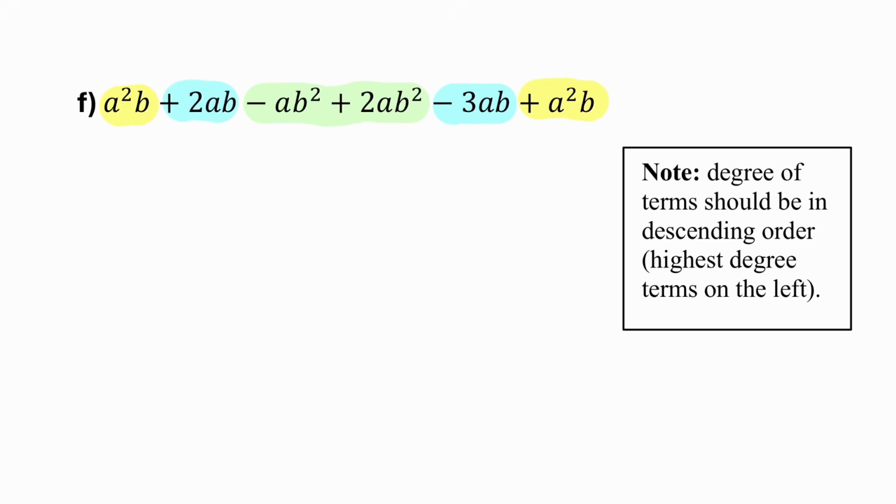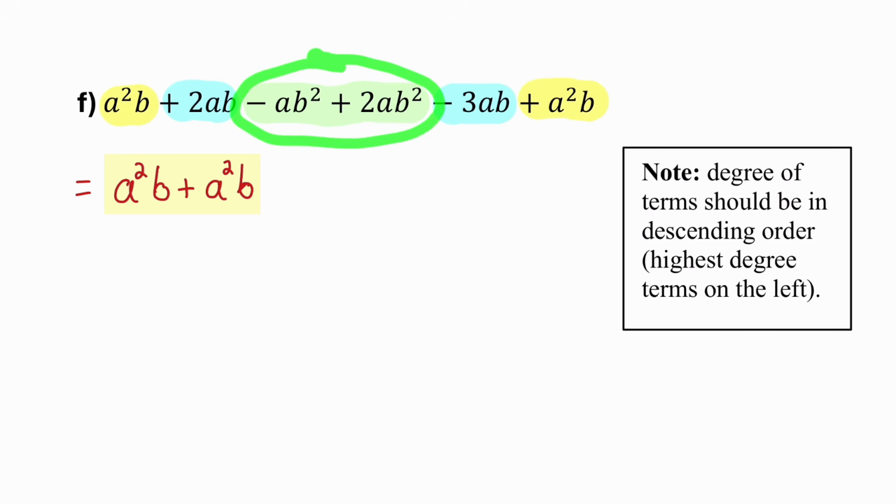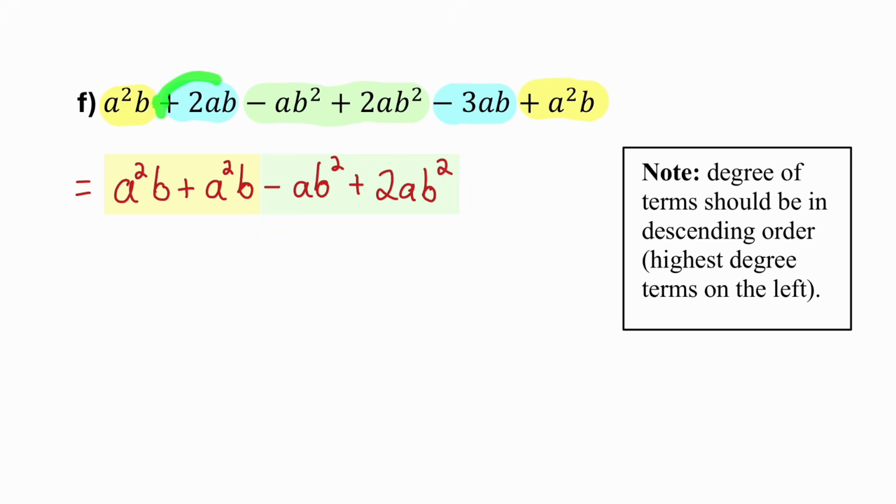So to decide between the two, we'll look at the variable a. Which one has a higher exponent on the a? And it's the a squared b terms. So they'll go first. And then the green terms, which are also degree 3, but only have exponents of 1 on the a, they'll go next. And lastly, the blue terms, 2ab and negative 3ab, they'll go last because they're just degree 2.